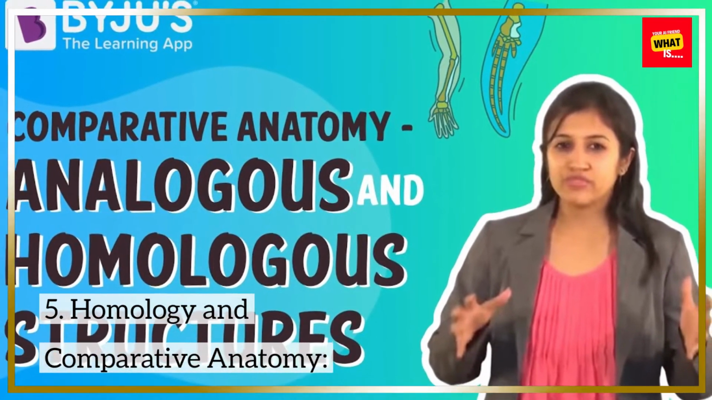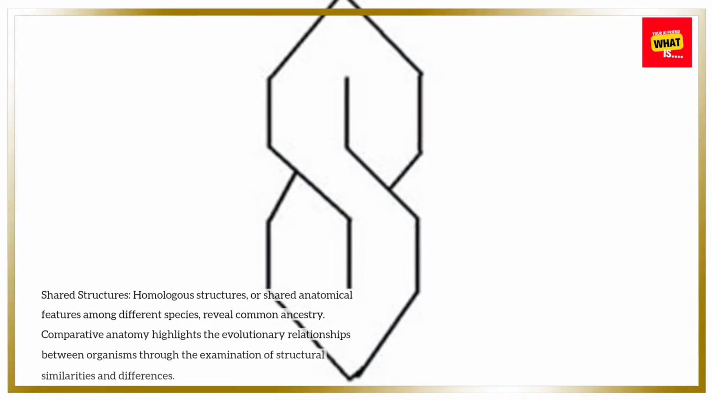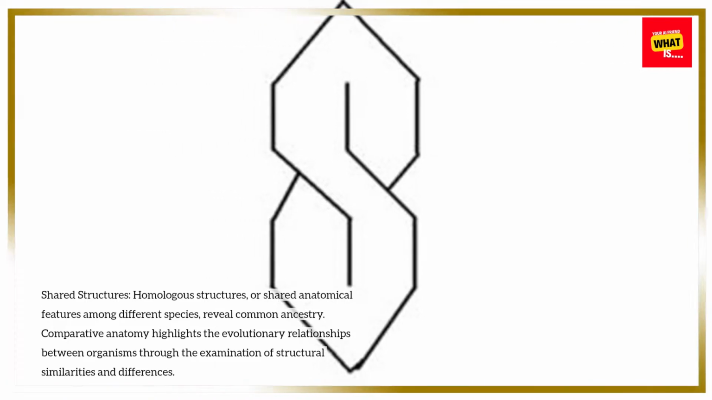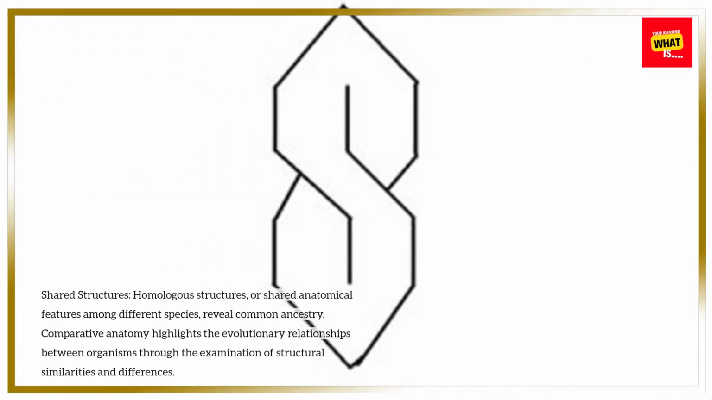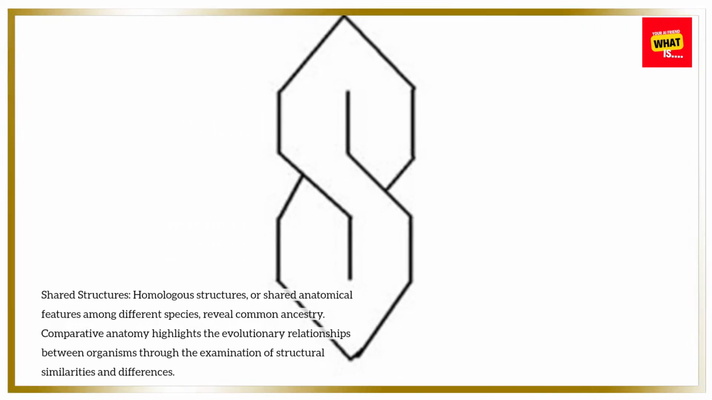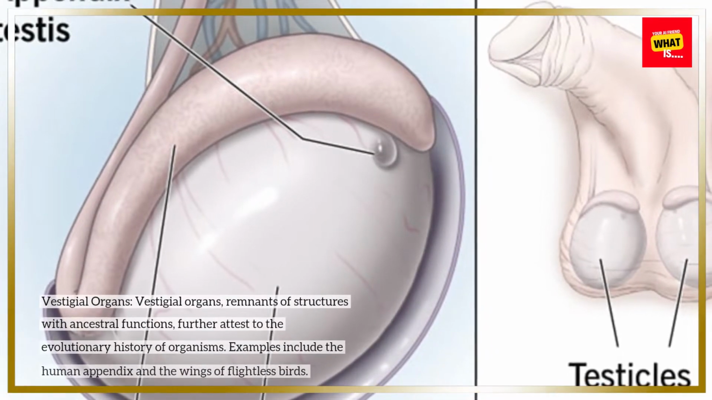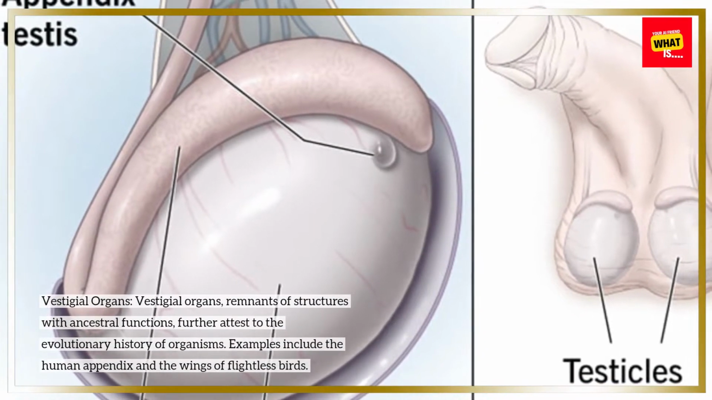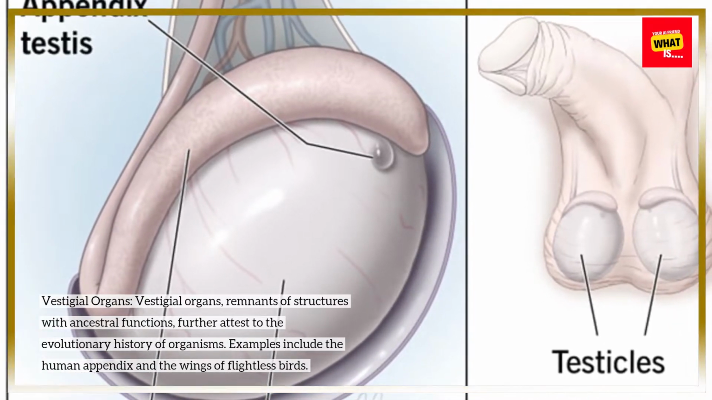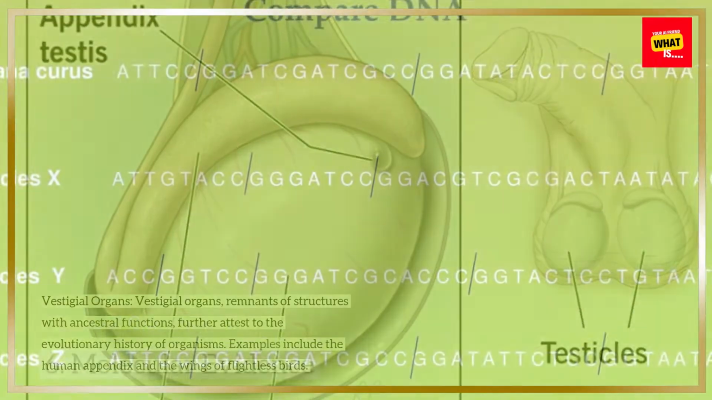5. Homology and comparative anatomy. Shared structures. Homologous structures, or shared anatomical features among different species, reveal common ancestry. Comparative anatomy highlights the evolutionary relationships between organisms through the examination of structural similarities and differences. Vestigial organs. Vestigial organs, remnants of structures with ancestral functions, further attest to the evolutionary history of organisms. Examples include the human appendix and the wings of flightless birds.